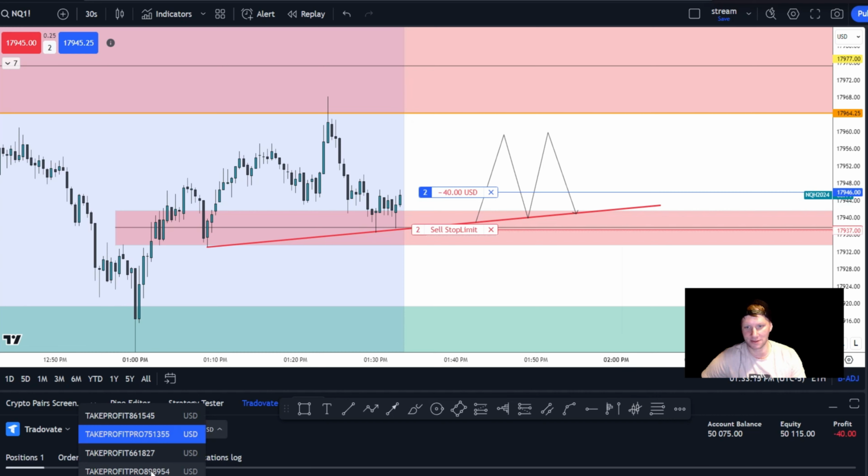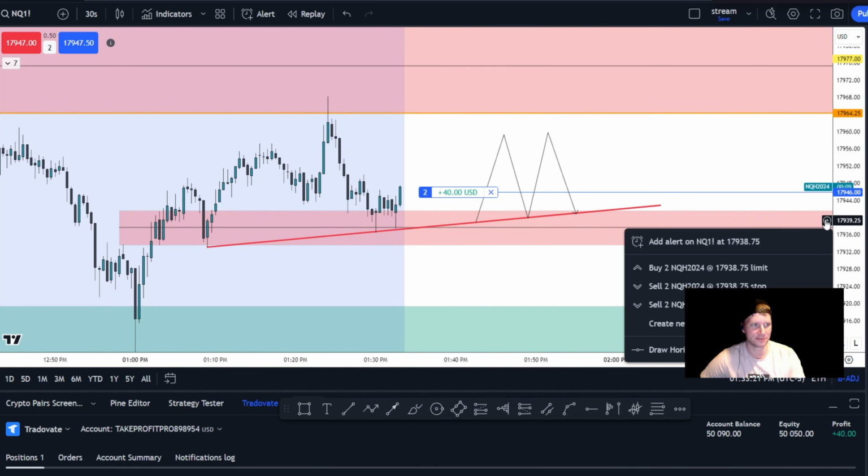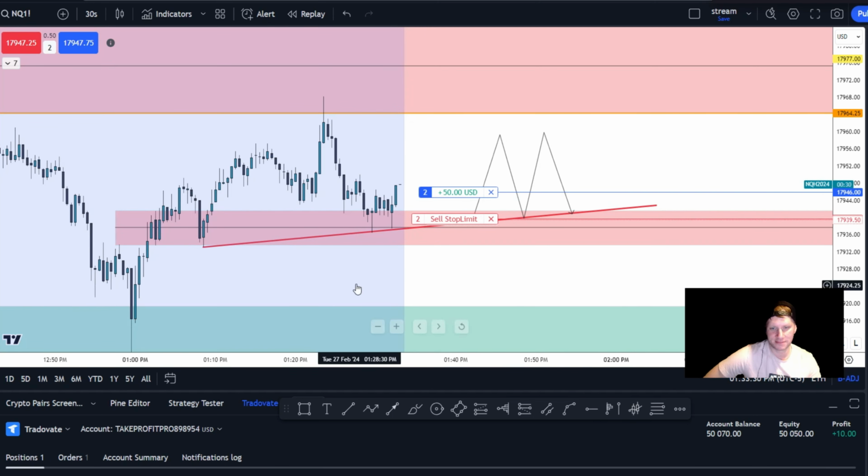And then we're going to go here into this account as well, long 2. And then my risk is really small because I'm trading on such a low time frame. I'm risking 7 points, 7 times 20, $140 per contract.